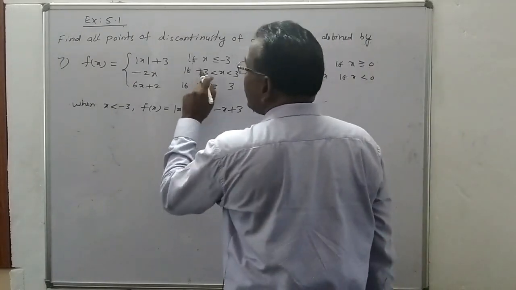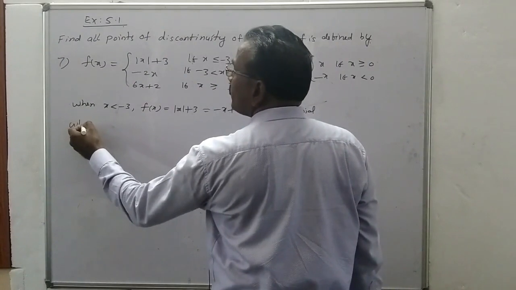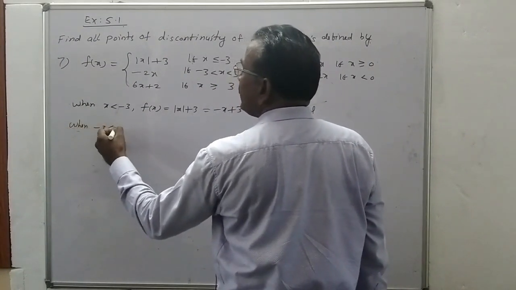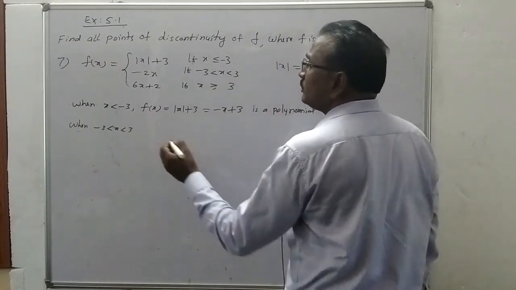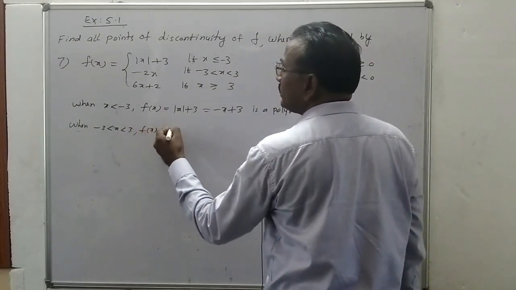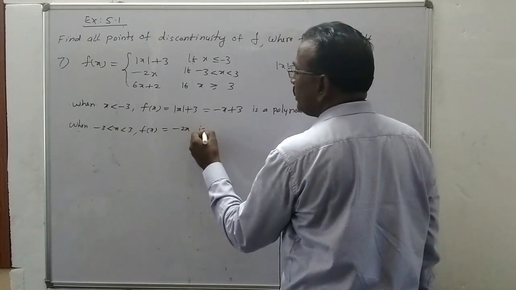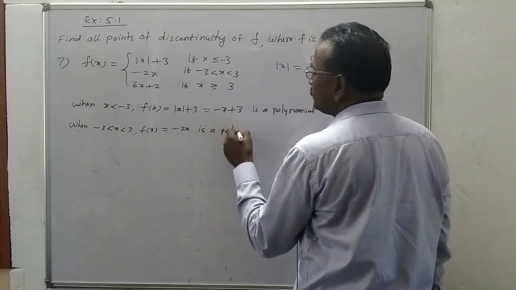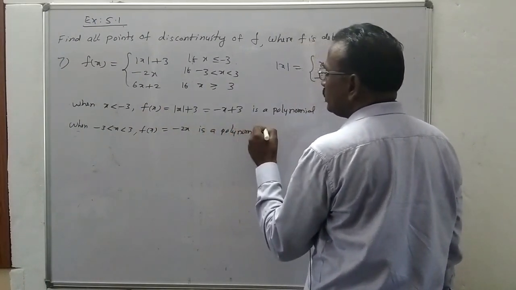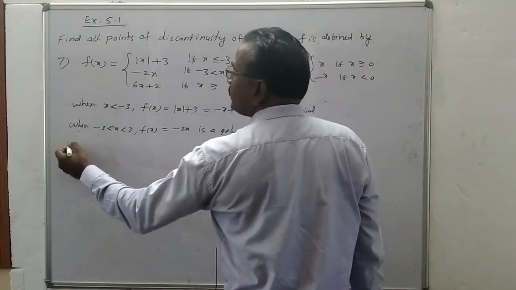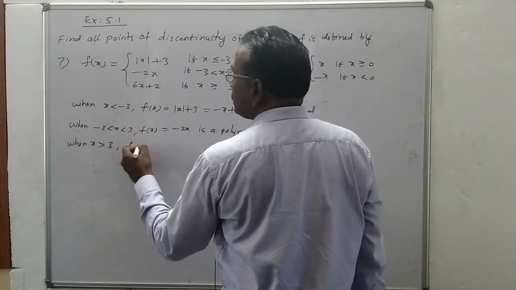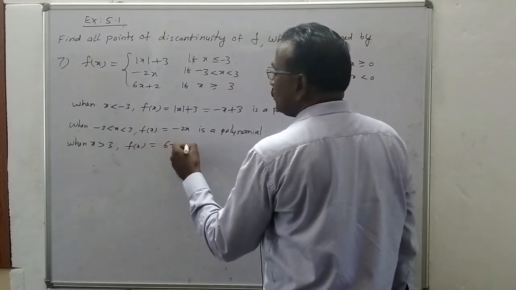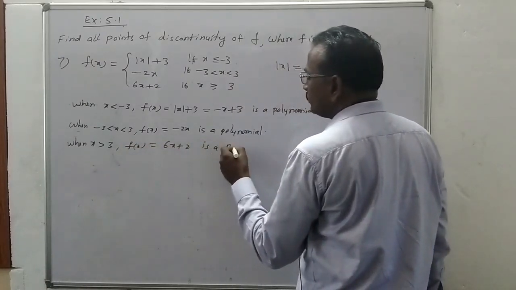So this is f of x when x is less than minus 3, a polynomial. Next, when x lies between minus 3 and 3, in the open interval minus 3 comma plus 3, f of x is minus 2x, a polynomial. We know that every polynomial function is continuous. Next, when x is greater than 3, f of x is equal to 6x plus 2, a polynomial.